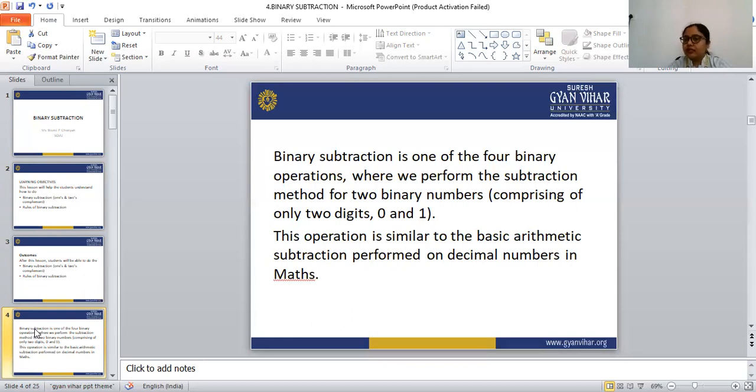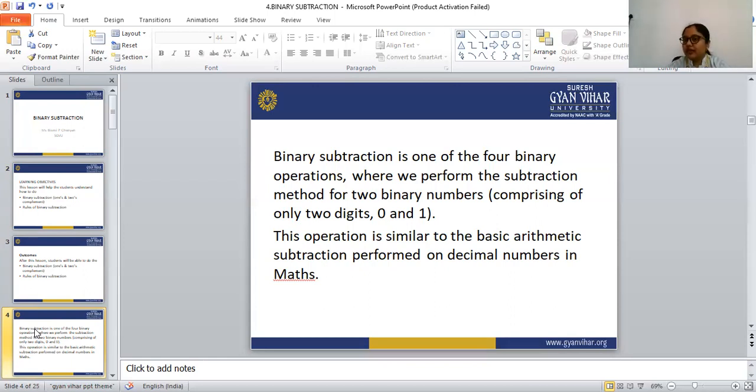The binary number system has only two digits, 0 and 1, and the base of the binary number system is 2. The name itself, binary, means 2. The base is 2, and the digits are only 0 and 1. That is not a big issue here.